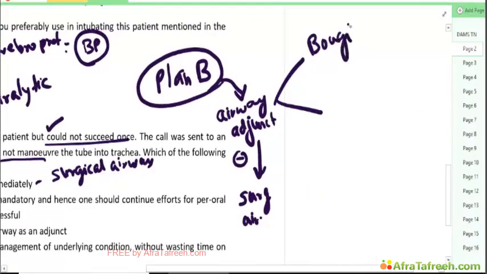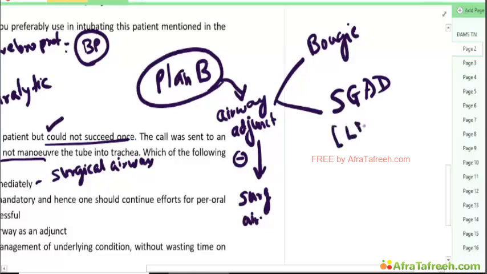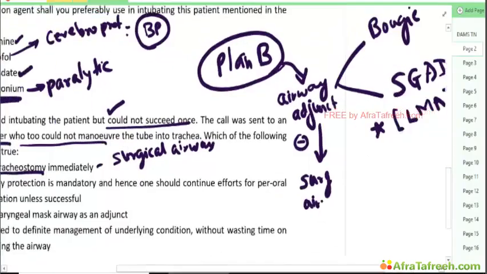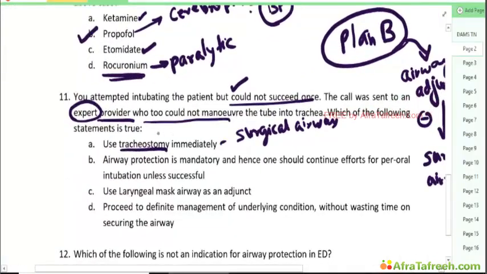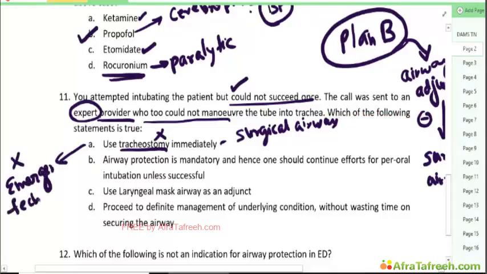So the airway adjuncts include bougie, supraglottic airway device, that is laryngeal mask airway, which is commonly used. This is a very useful tool and is very helpful in patients with difficult airways or when planning for patients for failure. Okay, so use of tracheostomy immediately is not recommended. As such, tracheostomy is also not considered to be an emergency airway technique by many providers, as this requires some skills and has high complication rates.